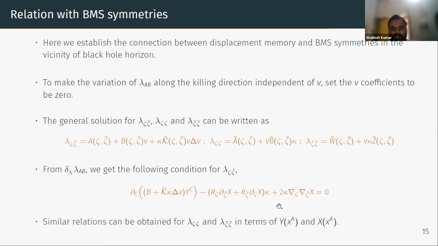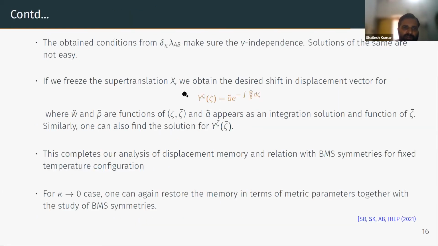But it is quite difficult to obtain the solution of these equations. So what we do is that if we freeze the super translation parameter X, we obtain a super rotation solution Y zeta of this form, which will tell us that the super rotation will restore the displacement memory in terms of your extended BMS symmetry, right? So this will compensate the delta lambda shift. Here we have also provided our study for the kappa tending to 0 case. This can be seen in this one paper of ours.